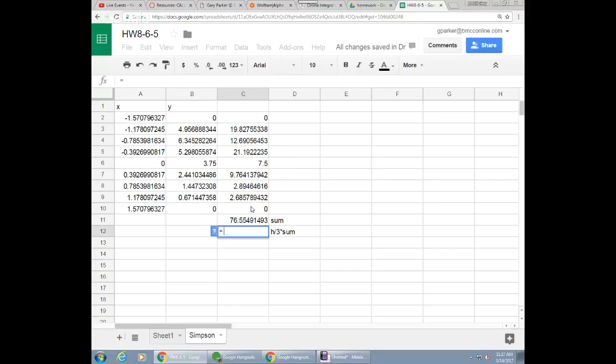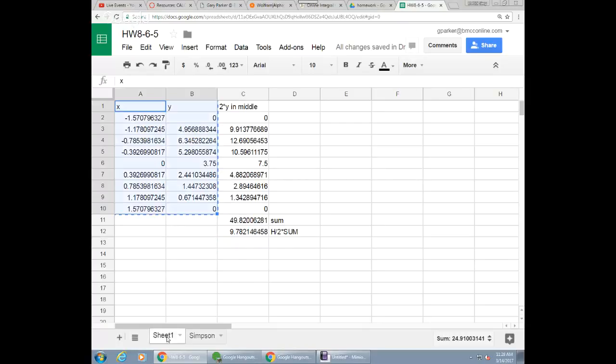And h was again what? Pi over 8. Oh, wrong spot. And then divided by 3 times my sum. So Simpson's Rule says the answer is more like 10. Trapezoidal Rule said the answer was 9.8-ish. The next thing we have to do is calculate the error for each of these.